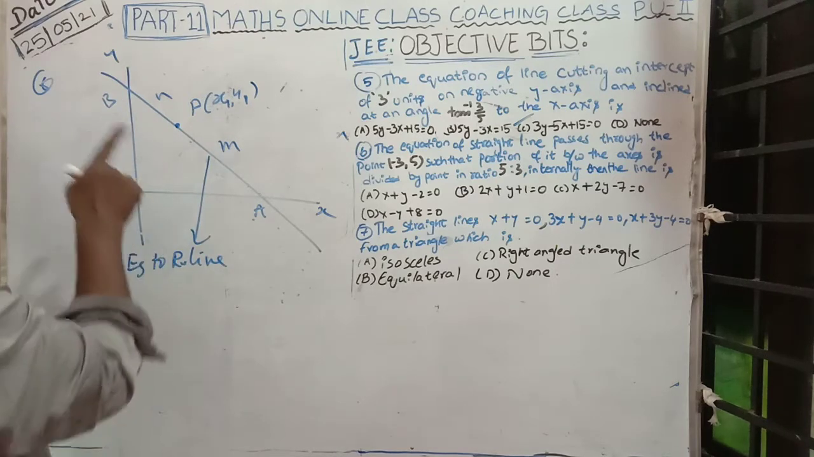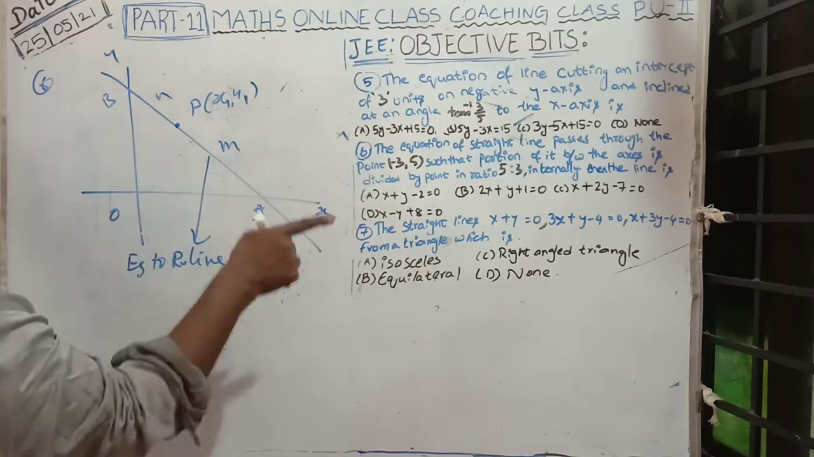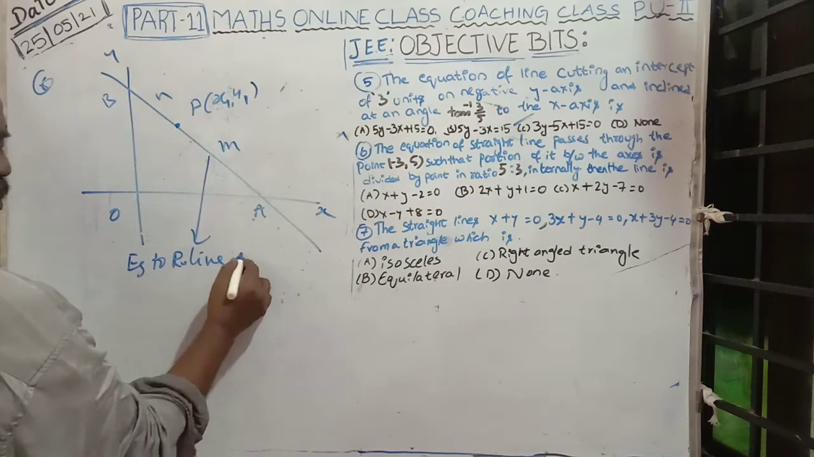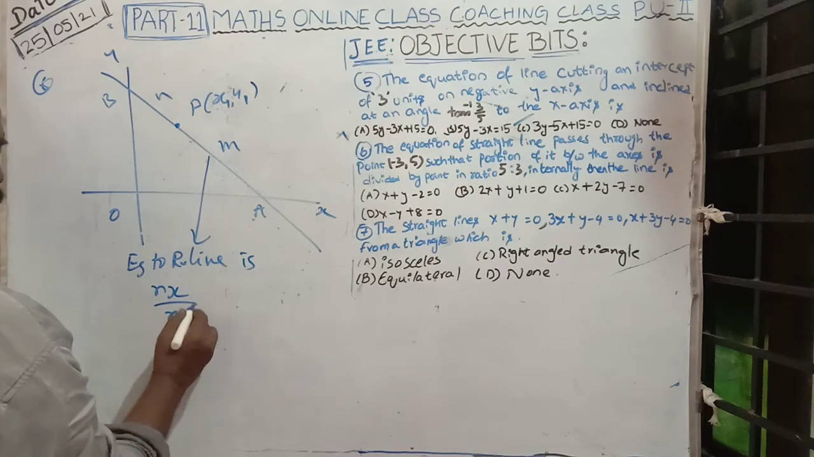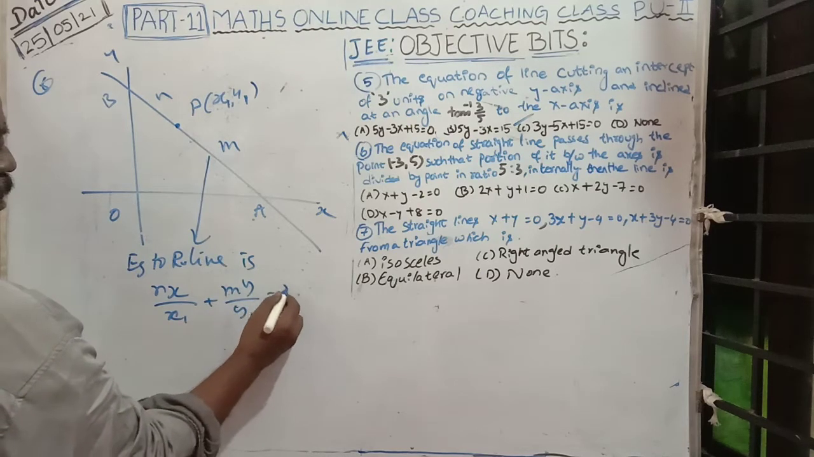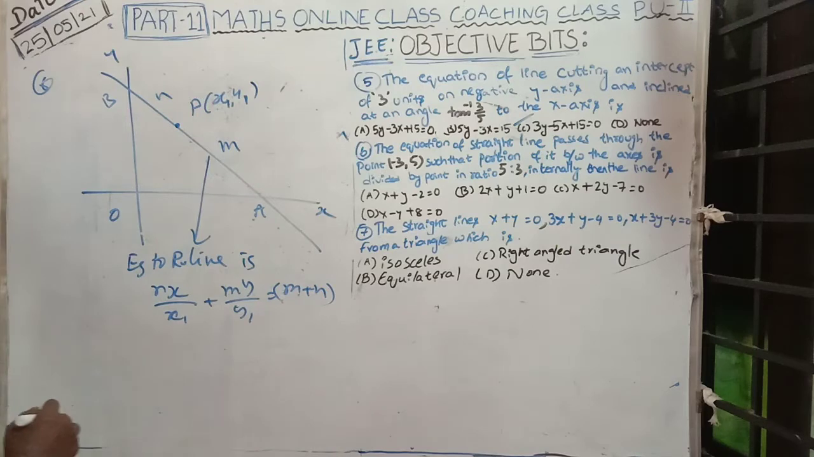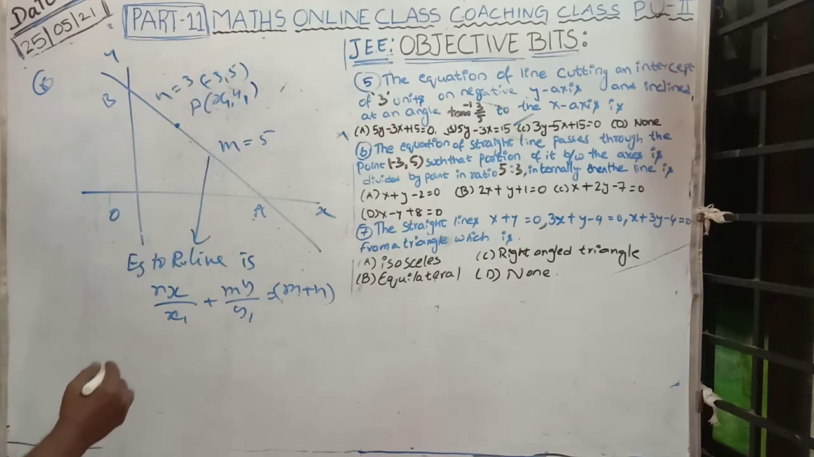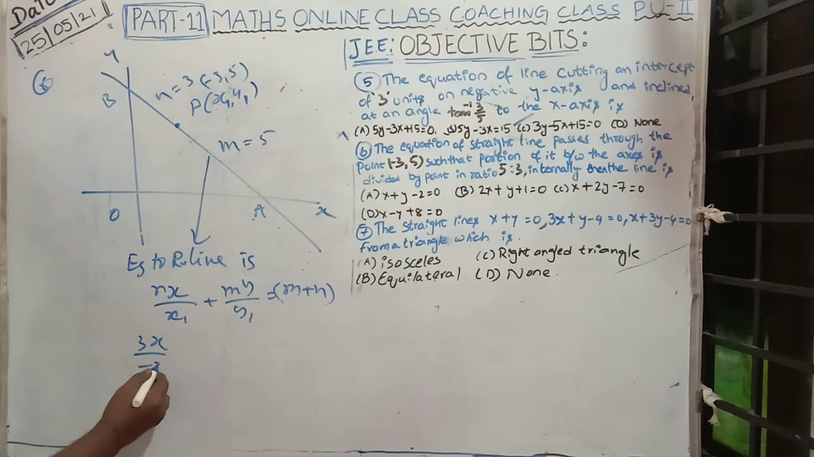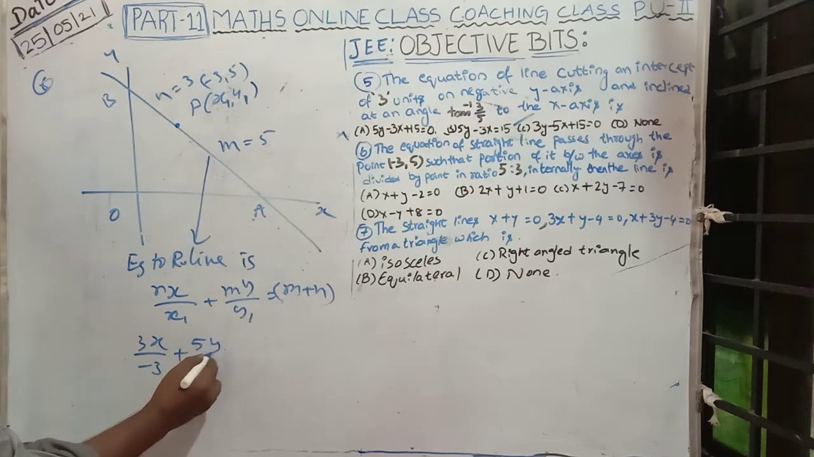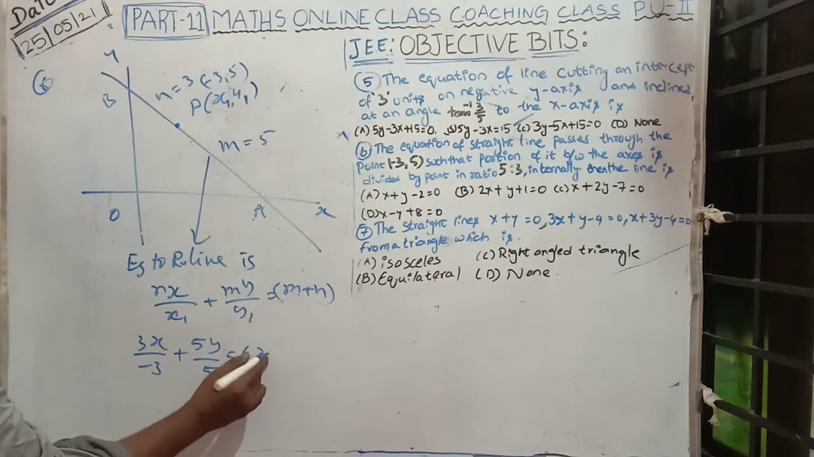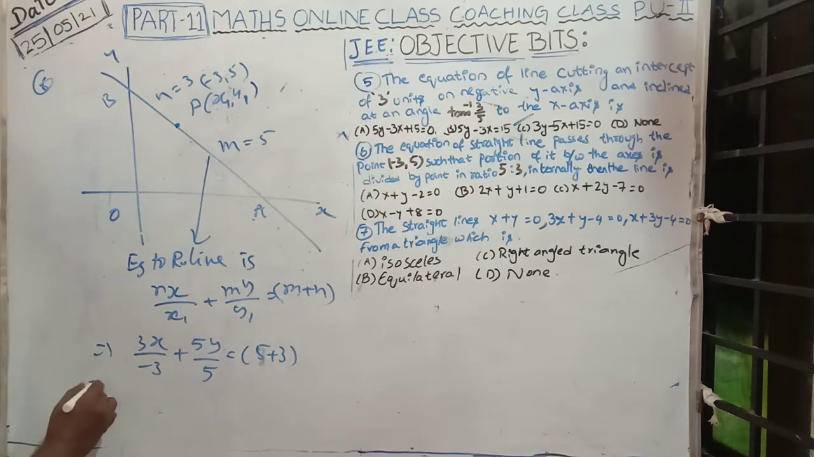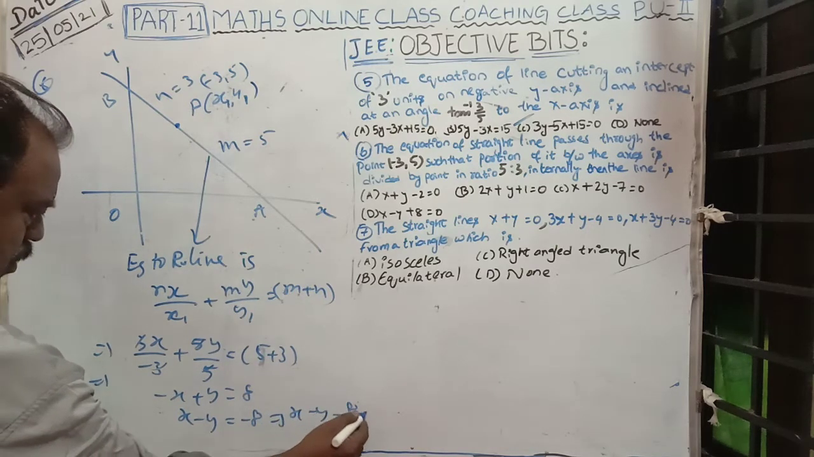Now, the line passes through a point, and that point divides the portion intercepted between the axes internally in the ratio m is to n. The formula is n x by x1 plus m y by y1 is equal to m plus n. That is a direct formula. You see here m is 5, n is 3, and the point is (-3, 5). So 3x by minus 3 plus 5y by 5 is equal to 5 plus 3. So it is minus x plus y is equal to 8, or otherwise x minus y is equal to minus 8, or x minus y plus 8 is equal to 0.